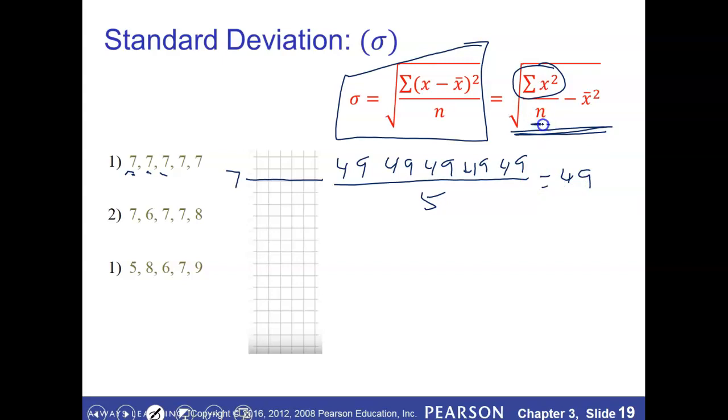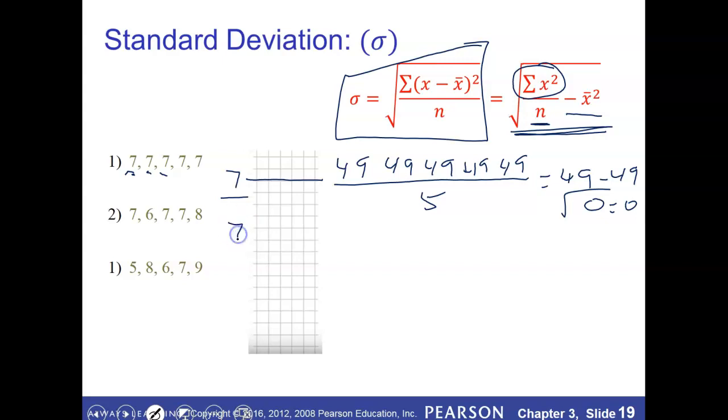That's what I did here when I was dividing it by the number of numbers. Well, then it says to subtract the average squared. Well, the average here is 7. So the average squared, that's also 49. Well, if I take 49 minus 49, that's 0. And then I'm going to take the square root of that, which is 0. So that makes sense because there is no standard deviation in the first data set. But let's see how this process works in data set number 2.